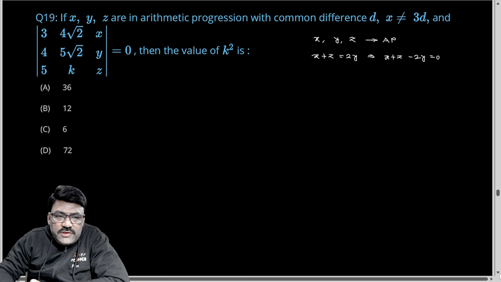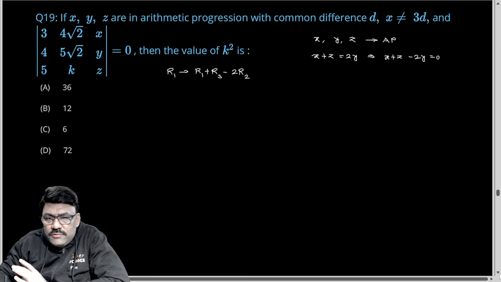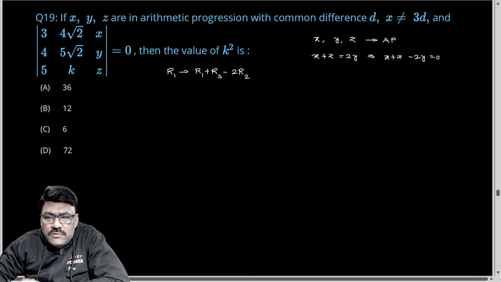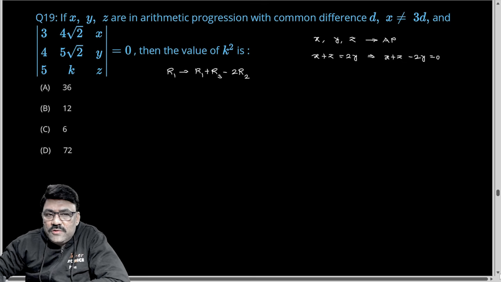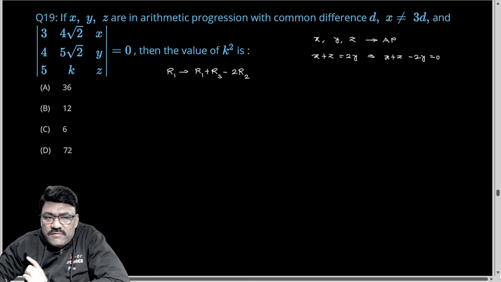Now see, in this determinant, in the first row, if I add the third row and subtract 2 times the second row. Why am I doing so? Because if in the first row I add the third row, I will get X plus Z and then minus 2Y, which is 0. X plus Z minus 2Y is 0. So that's why I'm writing R1 plus R3 minus 2R2.